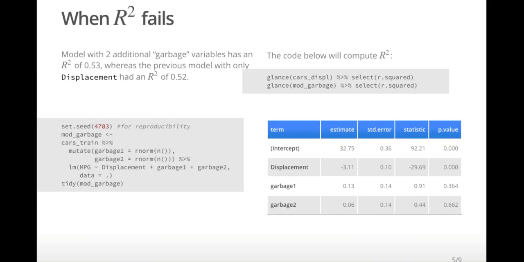In the model shown here, I have added 2 garbage variables to the model. By garbage, I mean that each variable contains random numbers from a standard normal distribution. You can think of them as noise variables. From the model output, we can see that after accounting for all other variables in the model, none of the garbage variables is statistically significant. But we also see that the R squared has increased from the model with no garbage variables. And this will always be the case. R squared will always increase with the addition of more explanatory variables, even if they are completely useless.